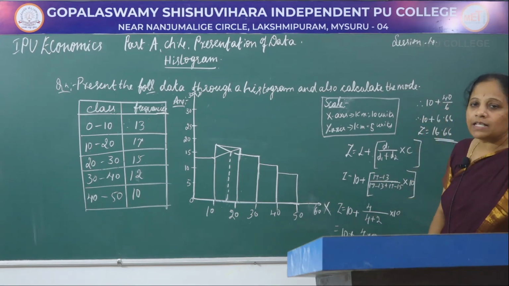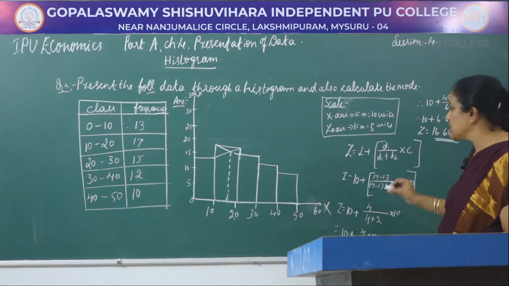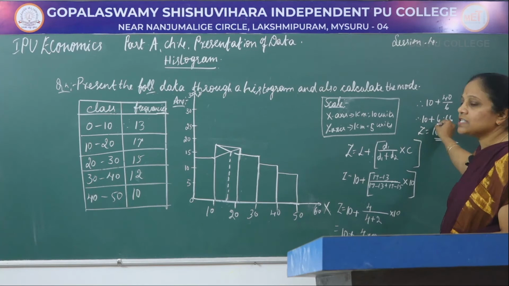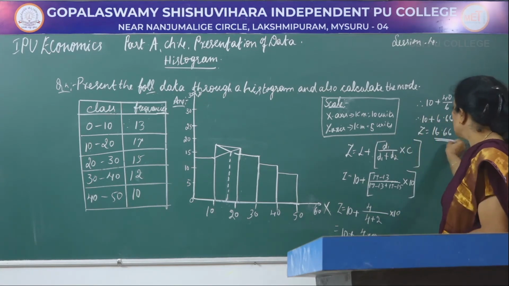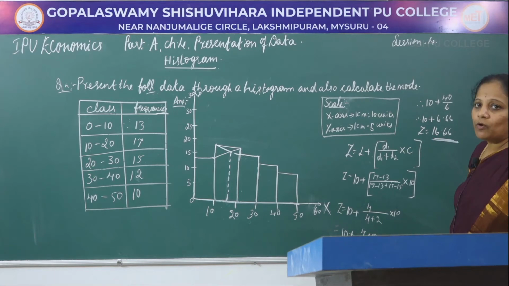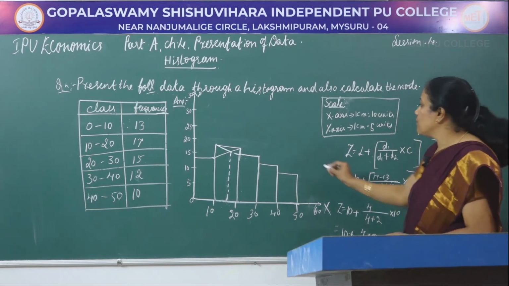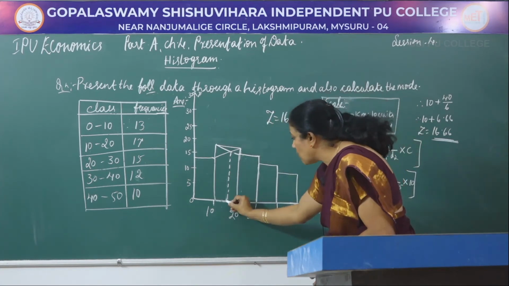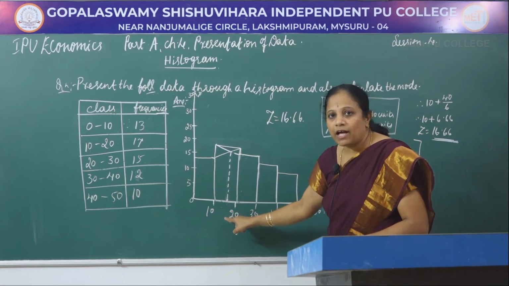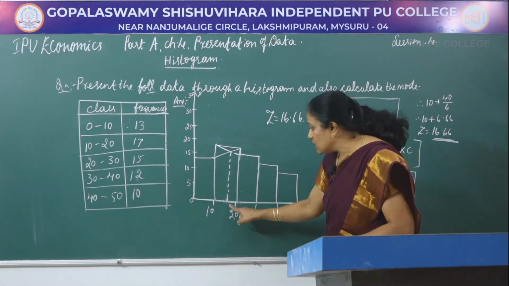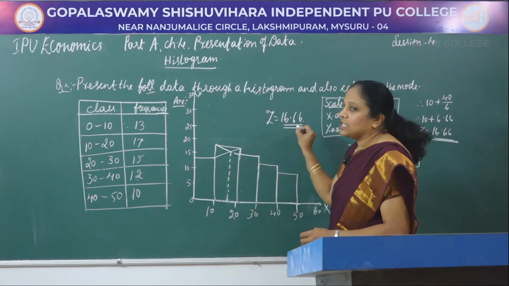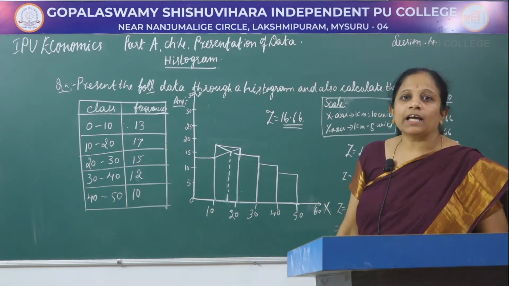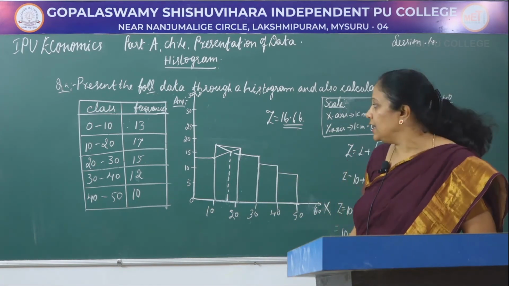So 40 divided by 6 is 6.66, and Z equals 16.66. 10 plus 6.66 is 16.66. So therefore the mode value is 16.66. Mode here is 16.66, which is located after the mid value of 10 to 20, that is 15. It is located near 16.66.